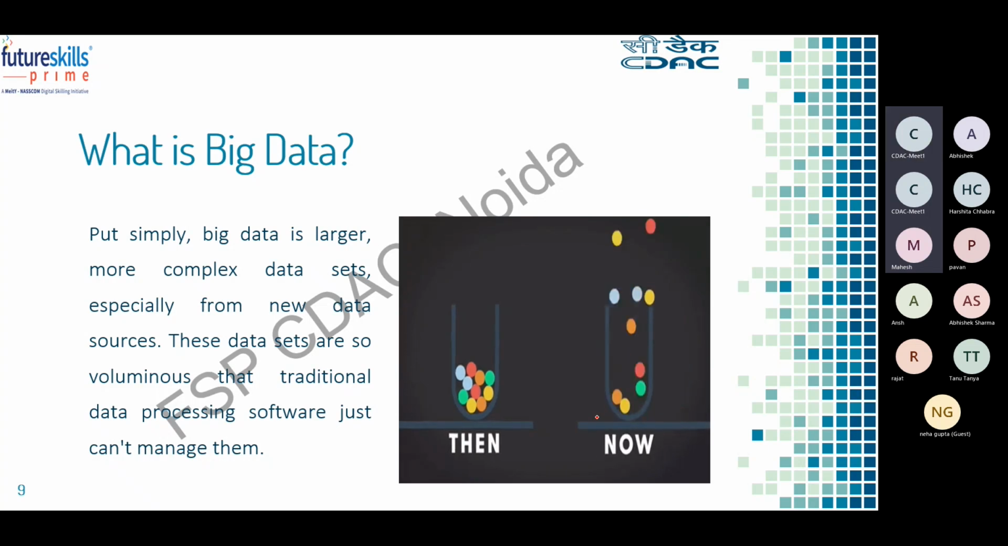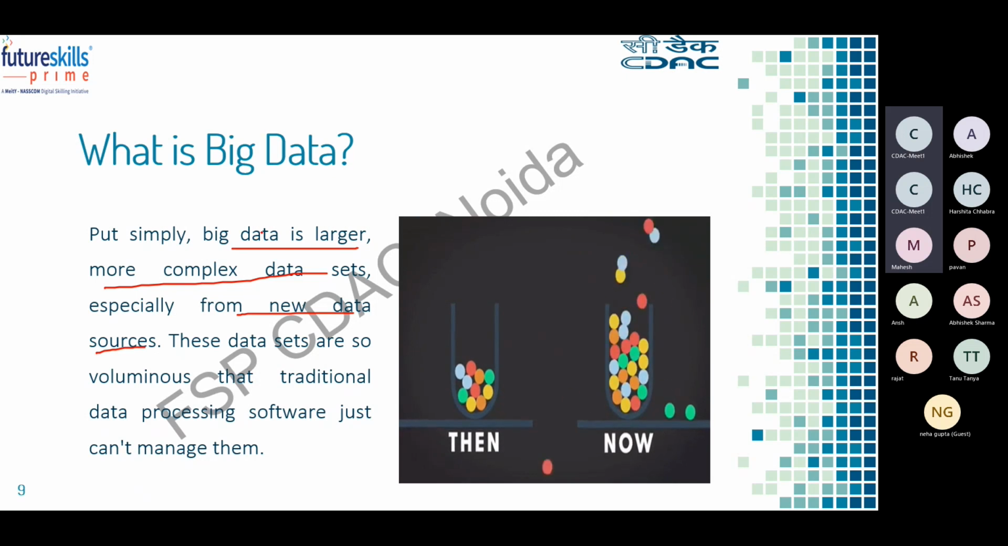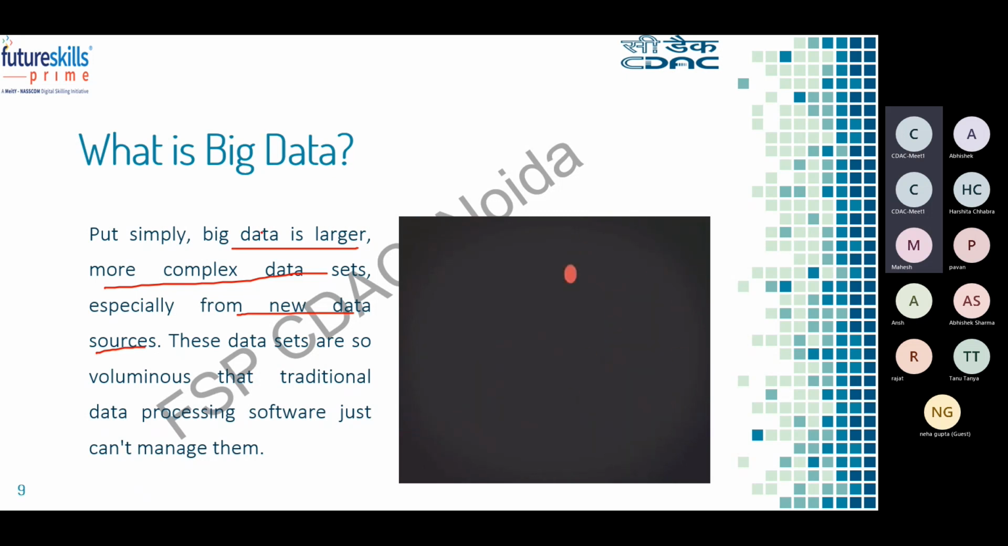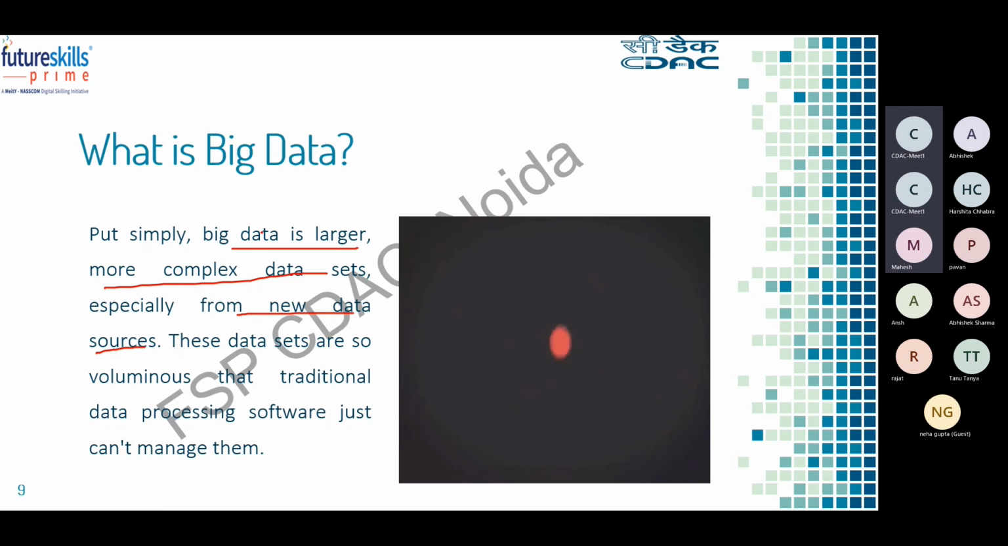Now, let's see formally what the definition of big data is. Big data, putting it simply, is larger, more complex data sets, especially from new data sources. Larger means voluminous, and complex because data is not only of structured type. We have semi-structured and unstructured data types as well, and especially from new data sources.